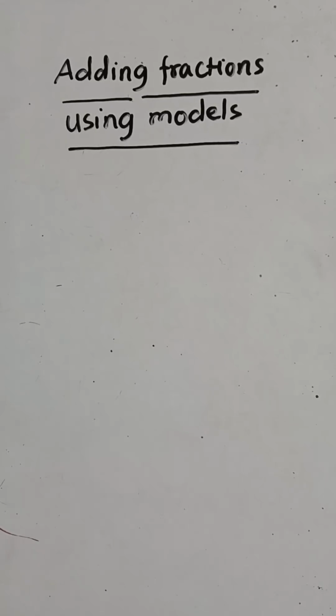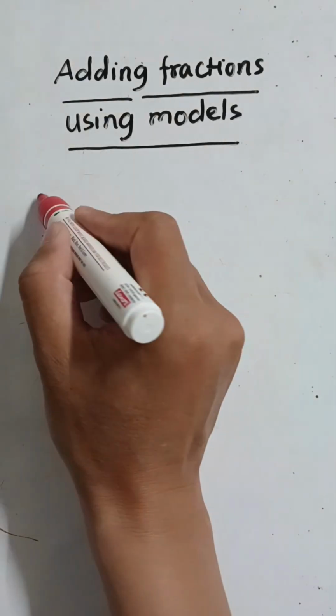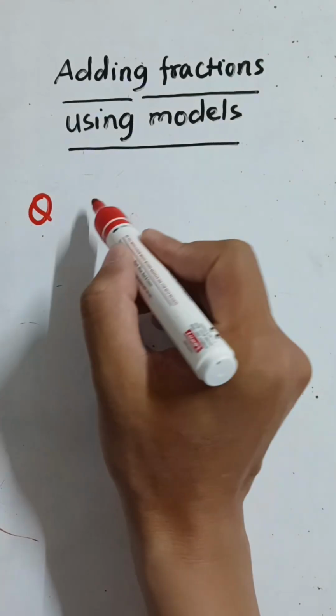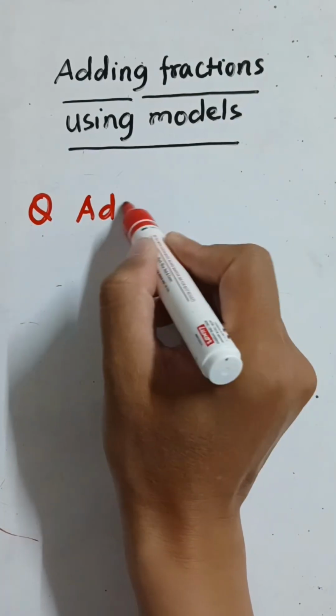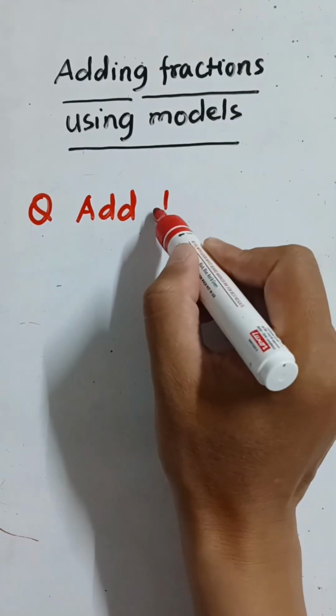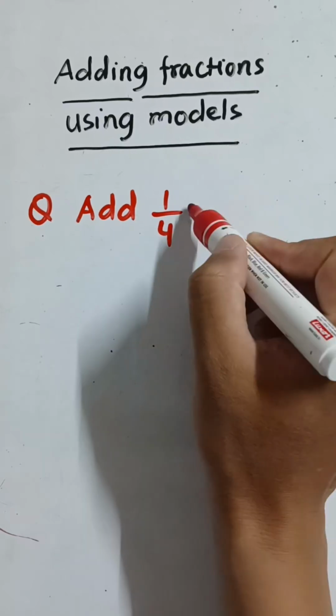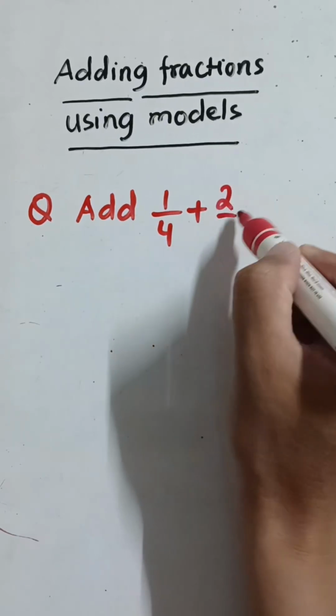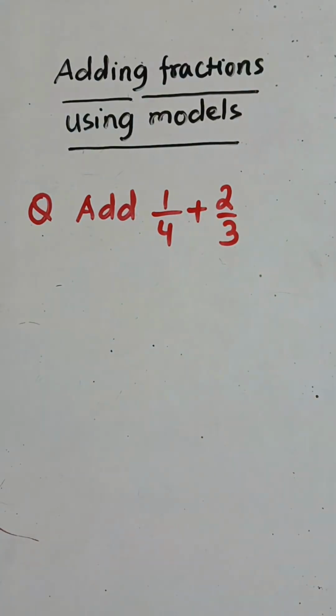Hello everyone. Let me teach you how to add fractions using models today. Suppose you're asked to add 1 over 4 and 2 over 3 using models. Today I'll use a rectangular model and counters to determine the answer for this sum.